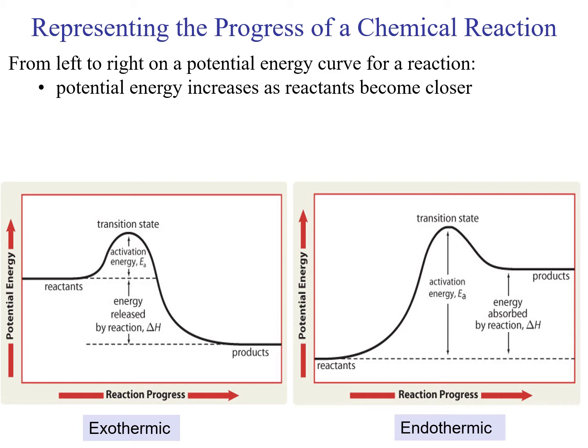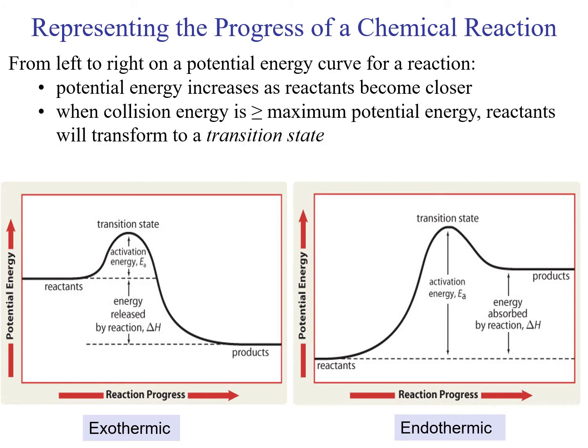They form an activated complex, called transition state on your diagrams, which is an unstable molecule with its own geometry. It is unstable because it contains maximum potential energy possible. So when the collision energy is greater than or equal to maximum potential energy, reactants will transform into a transition state. At this high peak of potential energy, an activated complex or transition state may either revert to reactants, go back, or proceed to form products.